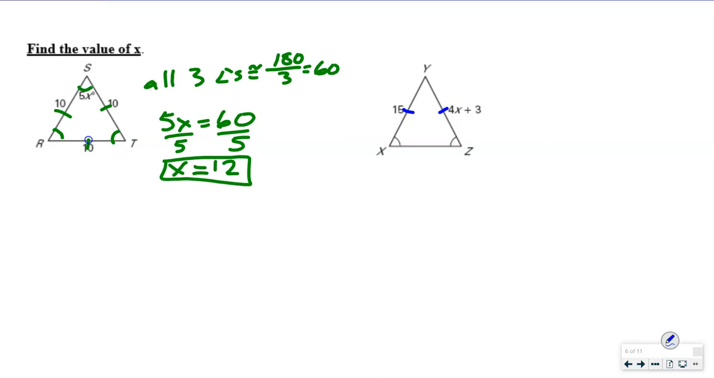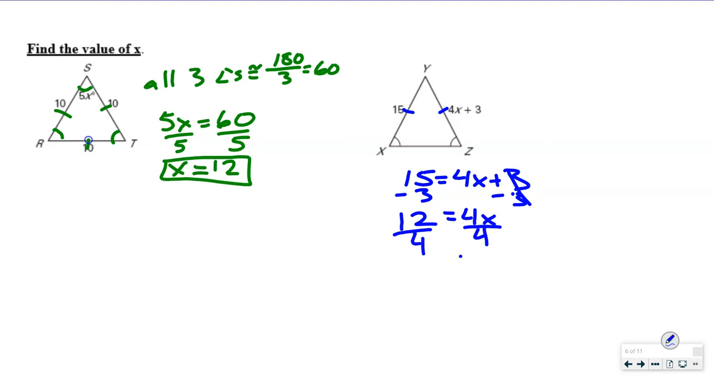So I know 15 equals 4x plus 3. And I can just solve for x. So subtract 3 on both sides, and divide by 4. So x equals 3.